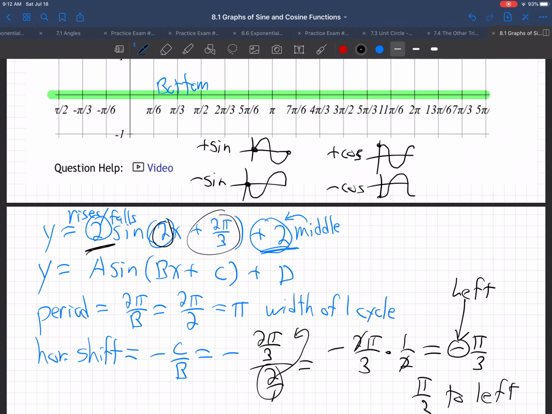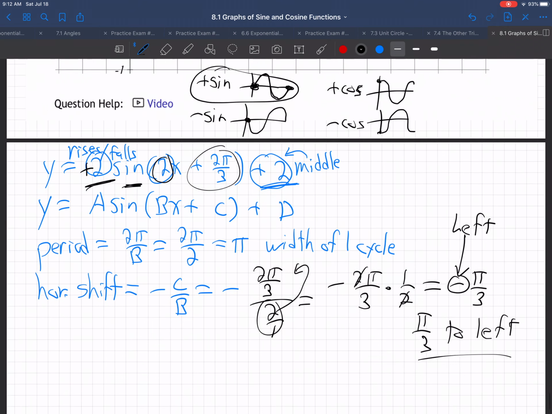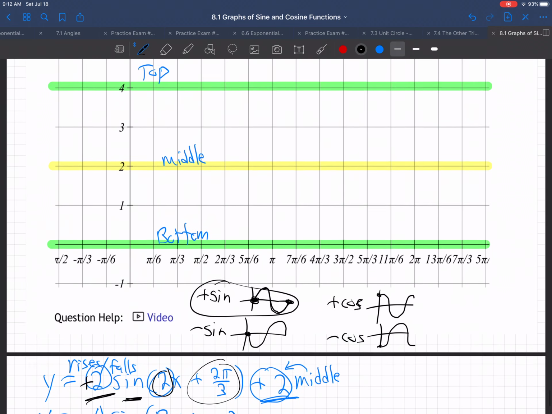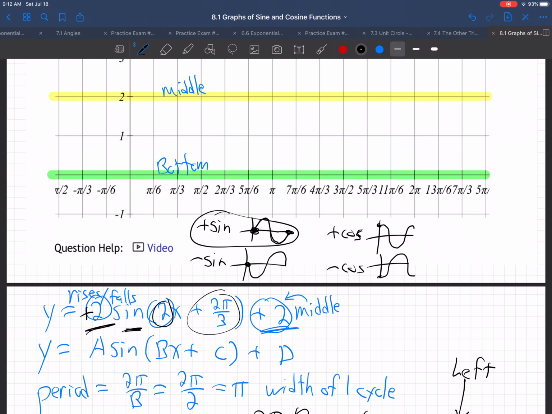We have a positive sine graph. So we're looking at this model. We're going to start in the middle, end in the middle, start in the middle, go high, go low, back to the middle. And where do we start? Pi over 3 to the left is where it starts, because that's the horizontal shift. So pi over 3 to the left, at the middle, right? Always at the middle. Pi over 3 left.